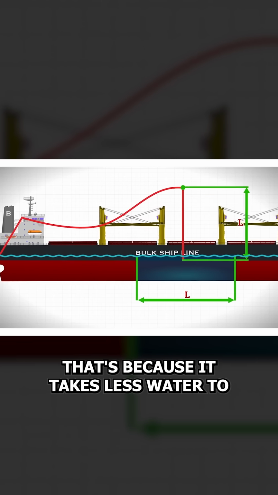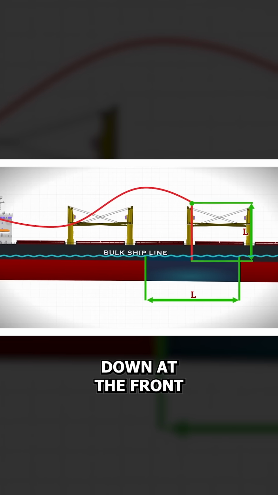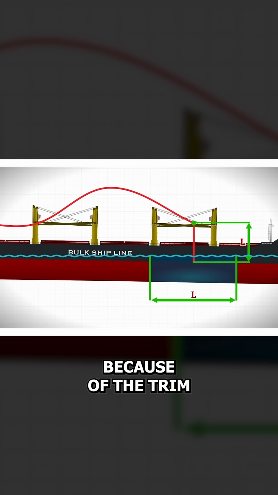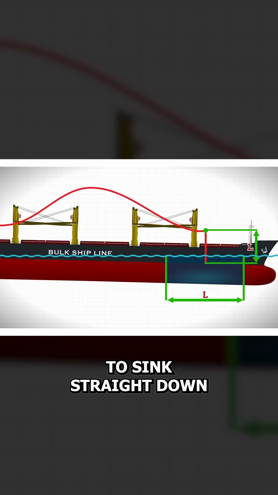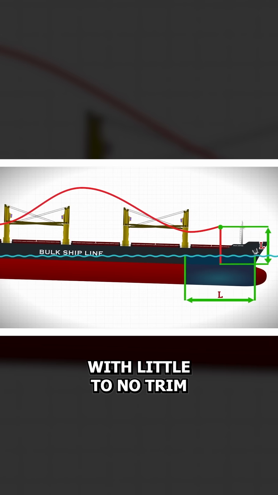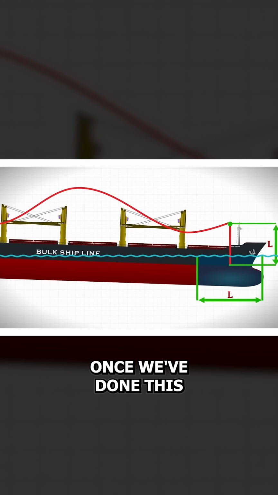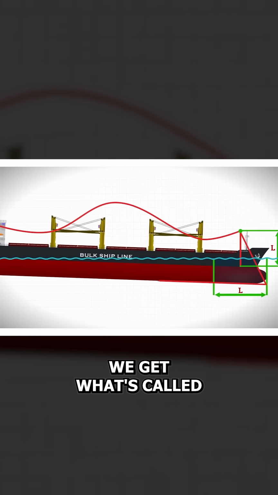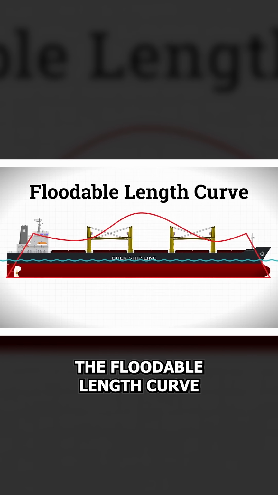That's because it takes less water to bring the margin line down at the front and back of the ship because of the trim. Flooding near the centre causes the ship to sink straight down with little to no trim. Once we've done this for the entire hull, we get what's called the floodable length curve.